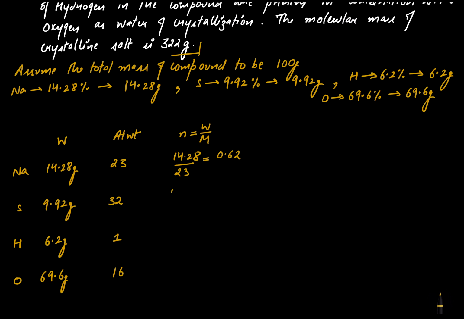Now 9.92 divided by 32, that's for sulfur, it comes out to be 0.31. For hydrogen, 6.2 divided by 1, it comes out to be 6.2, and that of oxygen, 69.6 divided by 16, it comes out to be 4.35.